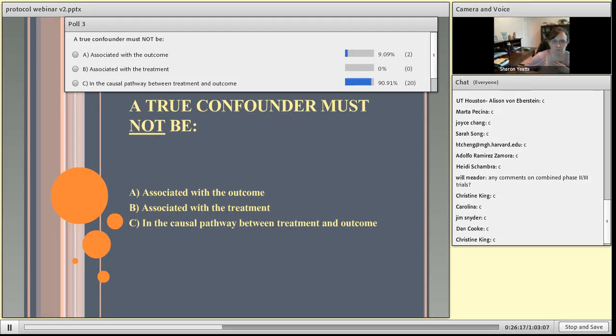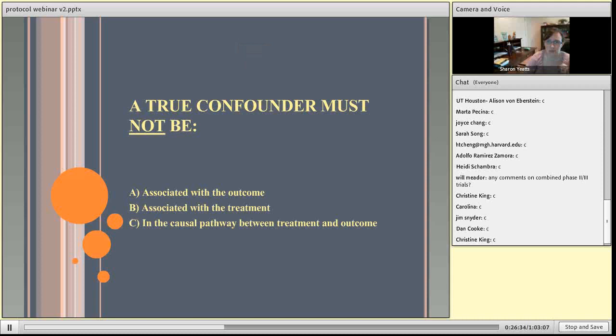Sharon, do you want to comment on this? It looks like the group did really well. Yeah, that's great. So yes, a true confounder must not be in the causal pathway. If a potential confounding variable is not associated with the outcome, then it doesn't matter whether it's balanced or imbalanced. It's not having any impact on your trial results. If it's not associated with the treatment, then the impact on your treatment effect estimate is minimal. And it should not be in the causal pathway between treatment and outcome.